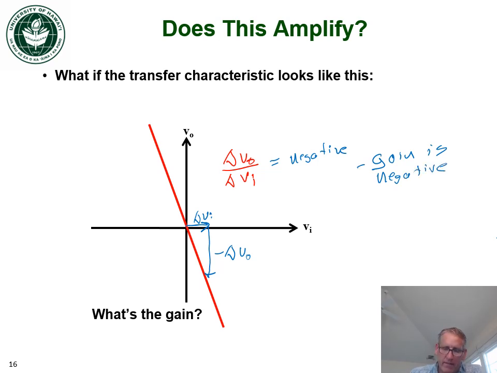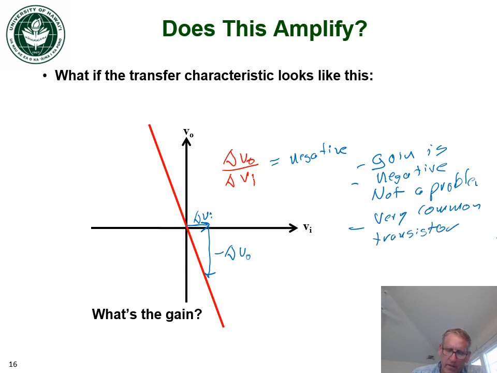This is not a problem at all. In fact, this is very common with transistor amplifiers. We will learn later in the course why transistor amplifiers tend to give us a negative gain. Now, if we wanted a positive gain out of this, we could cascade two negative gain amplifiers in a row, and we end up with a positive gain.